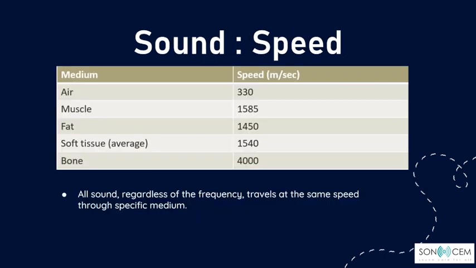All sound, regardless of the frequency, travels at the same speed through a medium. To give an example, in an orchestra, different instruments produce different frequencies, but all of these frequencies travel through the hall at exactly the same speed. So what actually alters the velocity of the sound? It's actually the medium the sound is traveling in. As shown in this table, sound travels the fastest in bones and slowest in air. And this difference is the principle behind sound refraction creating artifacts.